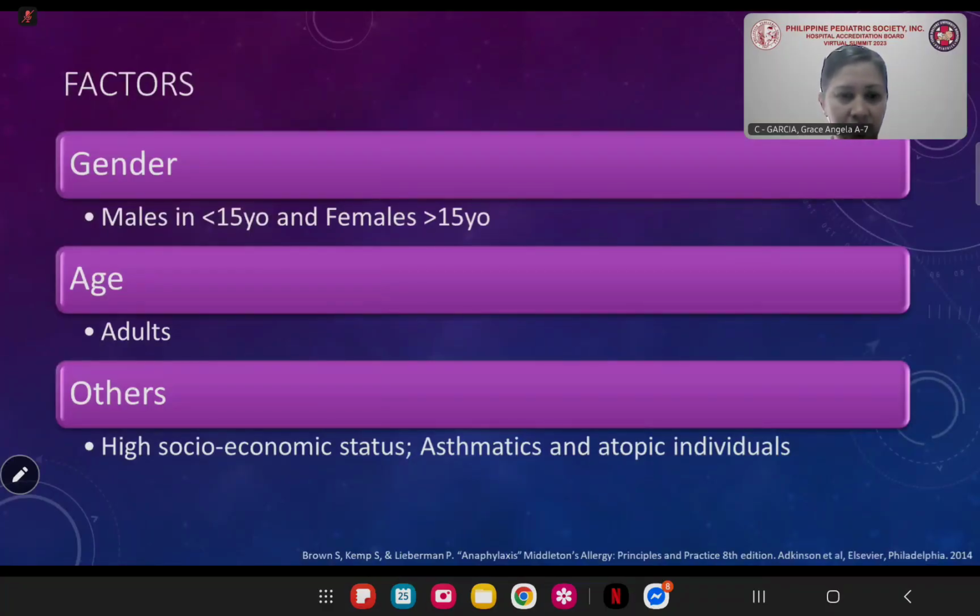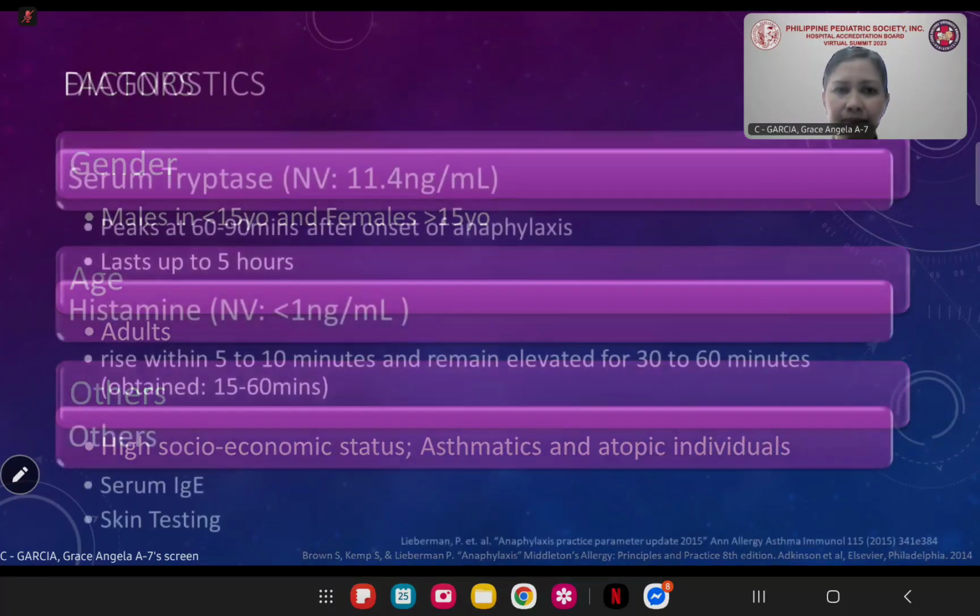And for others, high socioeconomic status, because they are much more into rare foods, and they go out more. And then those who are also asthmatic and atopic individuals, because of their predisposed allergies already.